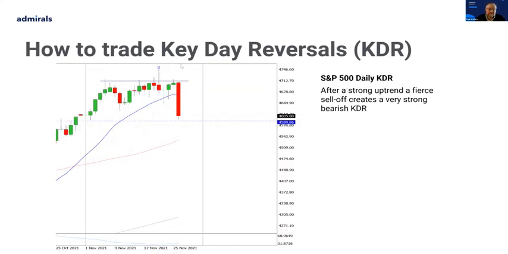So an example here on the S&P 500, the key day reversal. Price has been in a very strong uptrend. It formed a little bit of a level of resistance, and then what we had here was price pushed to a new high, but it fell down, collapsed, and it closed beneath the low of the previous candle.